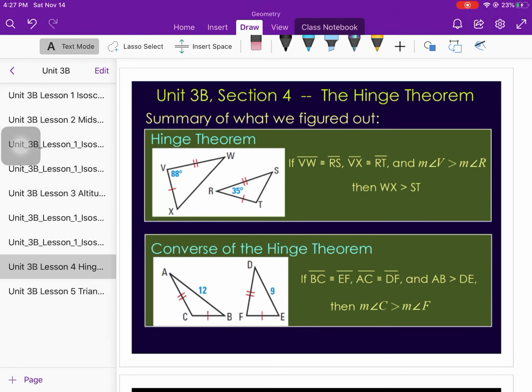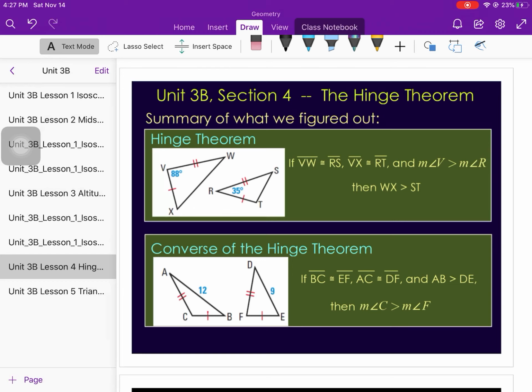Hey guys, welcome to Unit 3B Section 4. So this is kind of a follow-up video to what we did with the investigation on the Hinge theorem. So this is just a quick summary of what we figured out from that investigation.